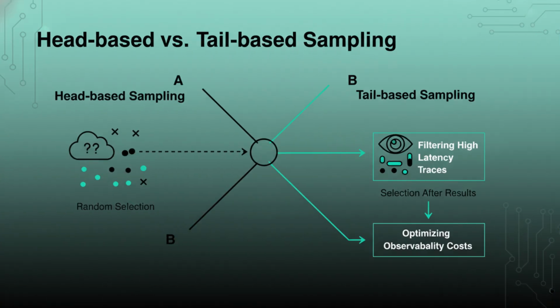At high scales, capturing 100% of traces is prohibitively expensive. This is where sampling comes in. Head-based sampling makes a decision at the start of a request, but tail-based sampling waits until the request is finished. This allows the OTel collector to intelligently decide to keep only the interesting traces, such as those with high latency or errors. For senior architects, implementing tail-based sampling is the key to maintaining full visibility into performance issues without the massive storage costs associated with high-volume traffic. This ensures your HA patterns remain cost-effective while providing the deep insights needed for debugging.